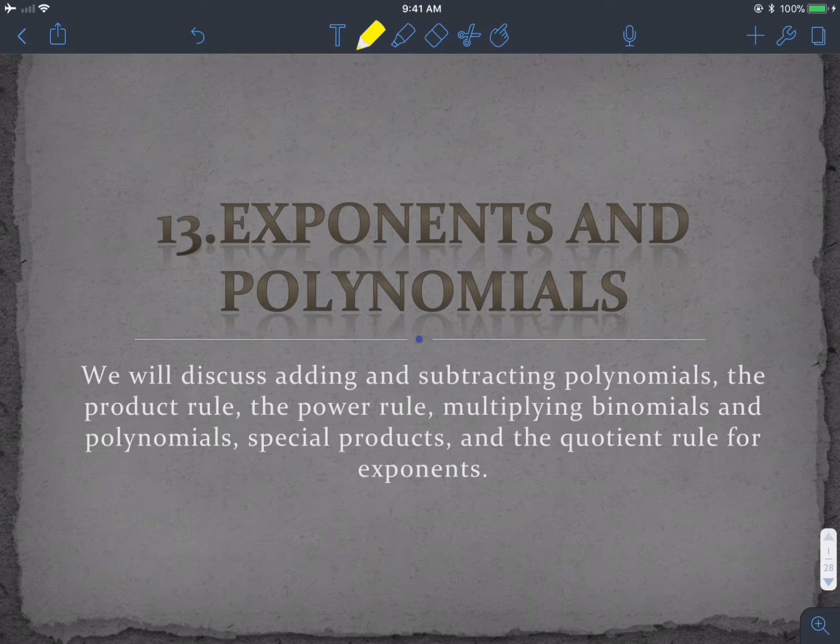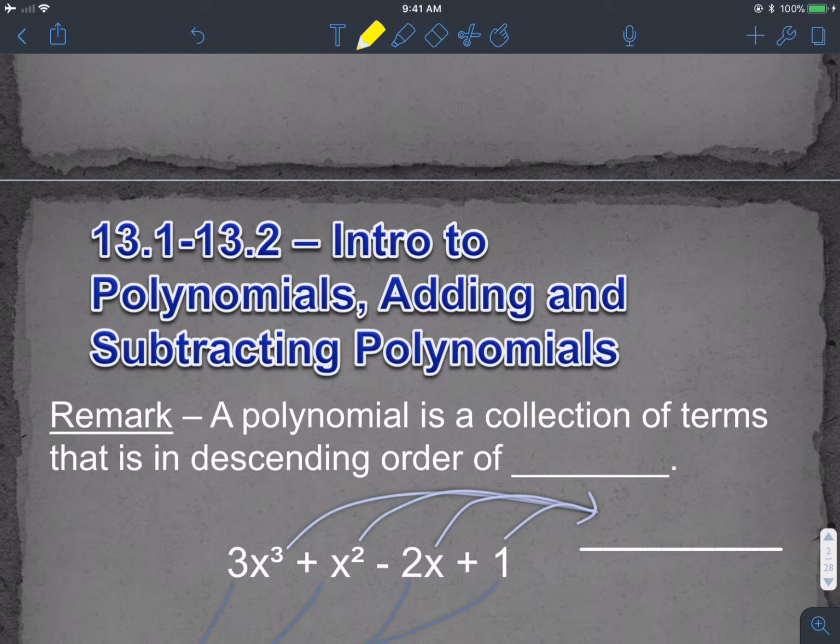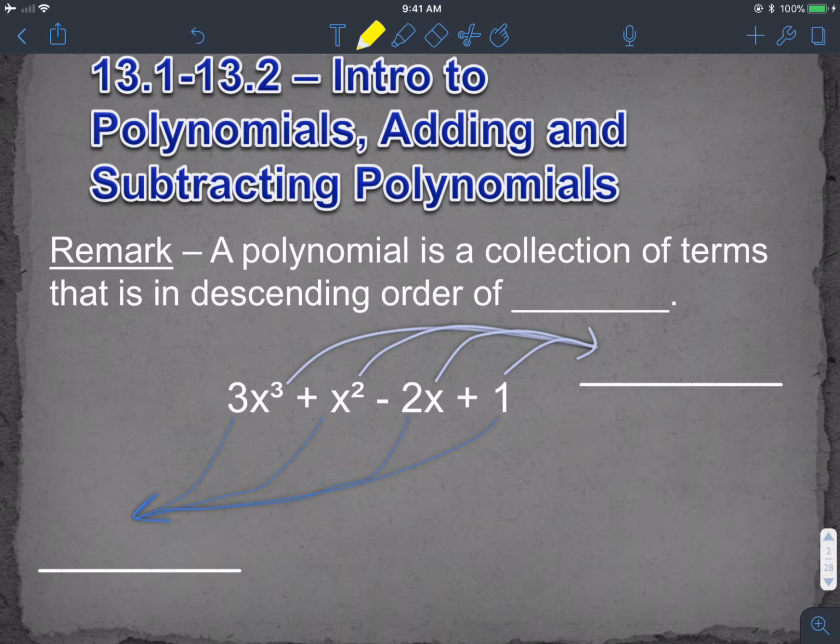Some intense math, exponents, and polynomials. I promise you'll have lots of fun. So first comes Intro to Polynomials. A polynomial is a collection of terms that is in descending order of degree.